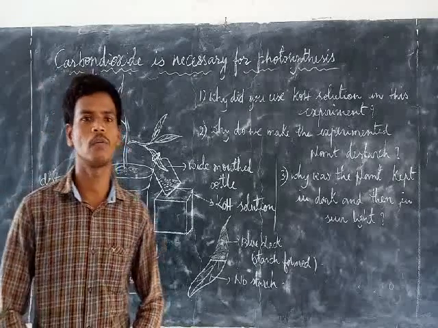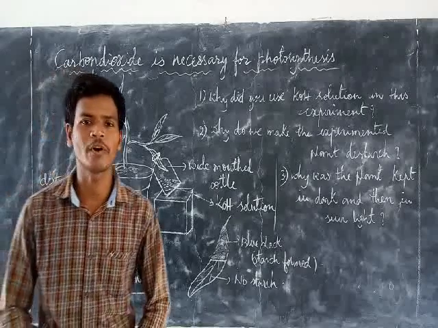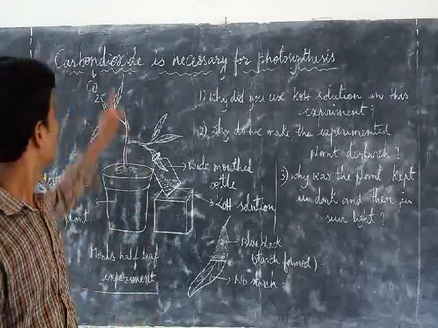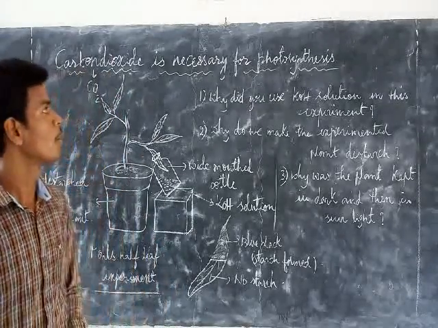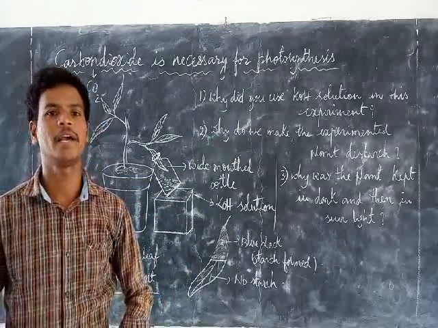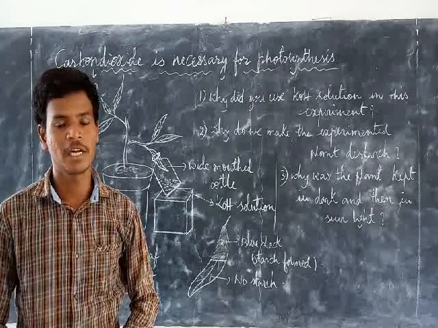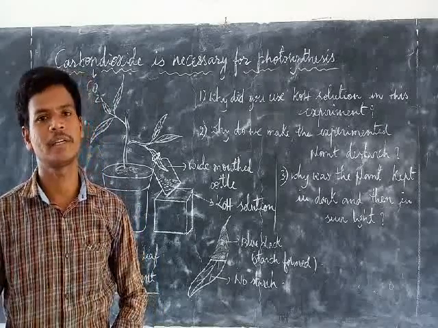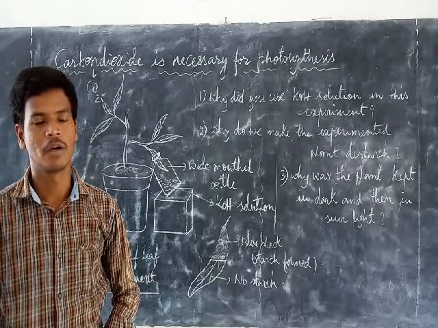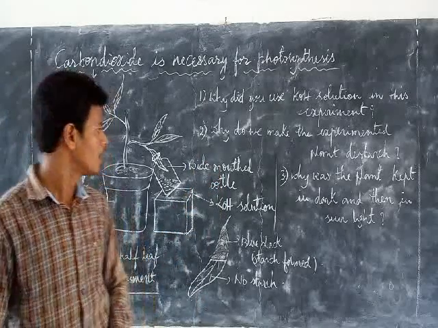Before going to that, what have we learned in our previous class? In our previous class, we learned about one of the activities: carbon dioxide is necessary for the process of photosynthesis. We already conducted that experiment in our previous class. Let us recall that experiment again, and there are some questions on our blackboard. Let us discuss them.